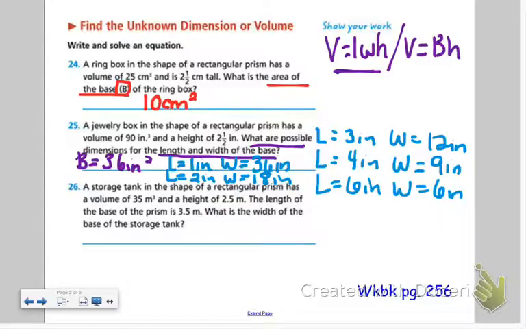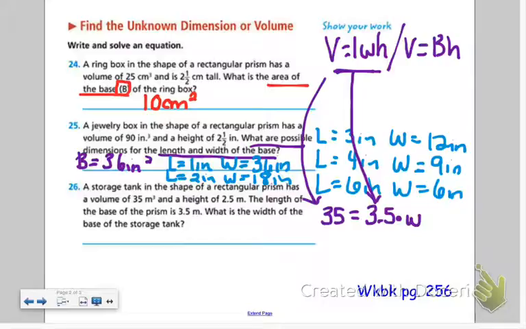So let's see. The volume is 35. I'm going to plug 35 in where V was. The length is 3.5, so I'll put 3.5 for the length. The width is missing, so I'll leave a W there for width. And the height is 2.5. So all I did was plug in the values that I have.